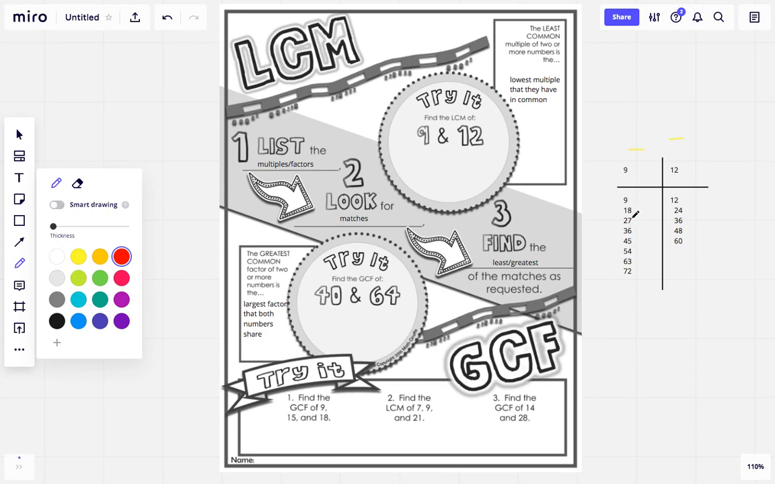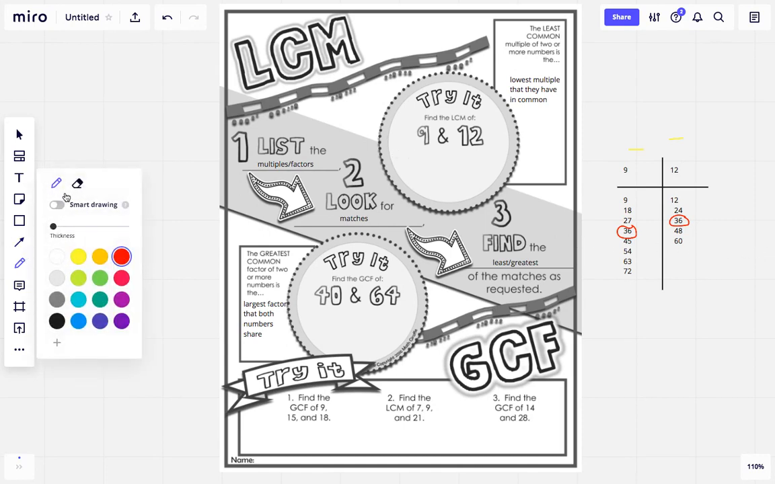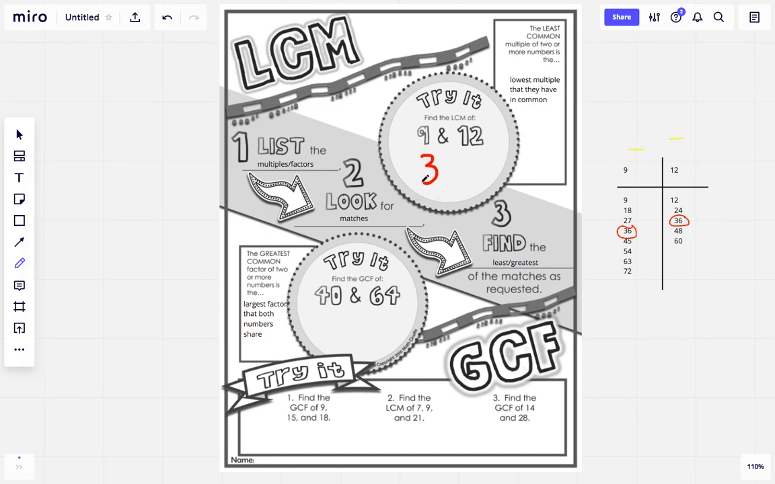So I see that both in the 9 column and in the 12 column, we have 36. And that is the smallest number that they have in common. So the least common multiple of 9 and 12 is 36. Now we can do the same thing for greatest common factor.